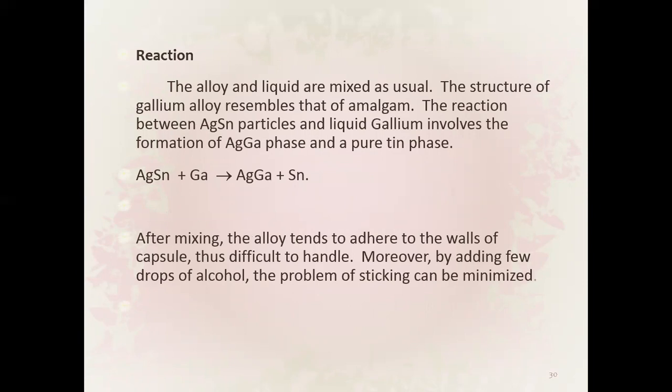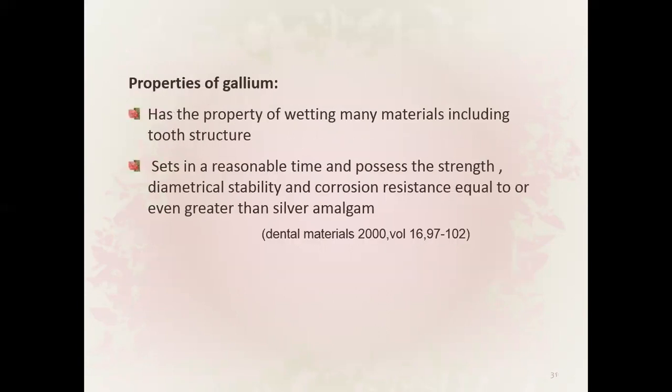After mixing, the alloy tends to adhere to the walls of the capsule, thus it is difficult to handle. Moreover, by adding a few drops of alcohol, the problem of sticking can be minimized. Now, the properties of gallium. It has the property of wetting many materials, including tooth structure. It sets in a reasonable time and possesses strength, dimensional stability, and corrosion resistance equal to or even greater than that of silver amalgam.